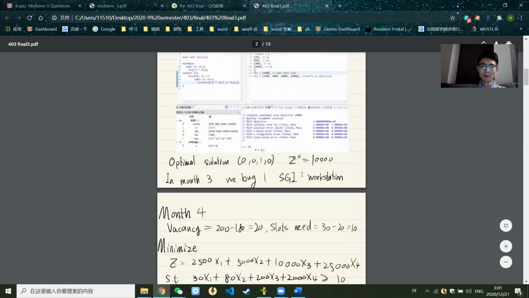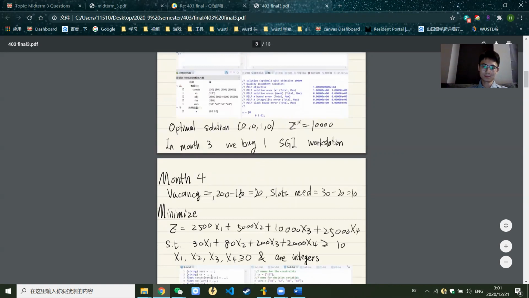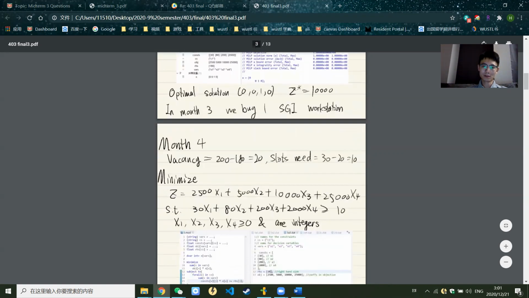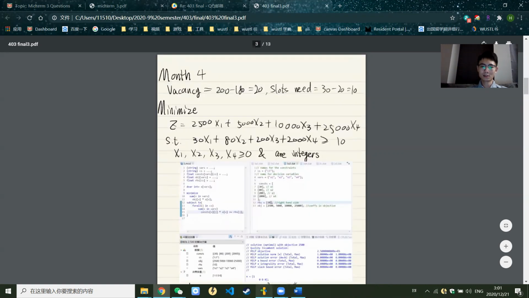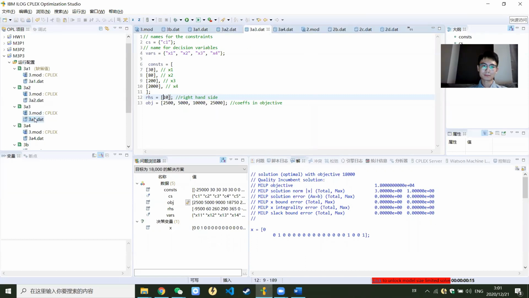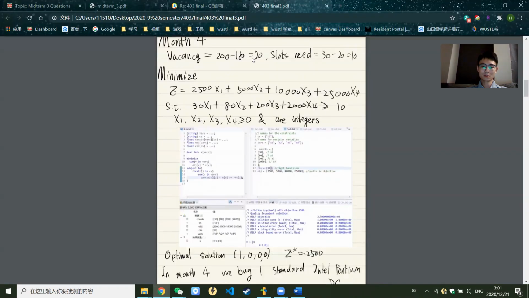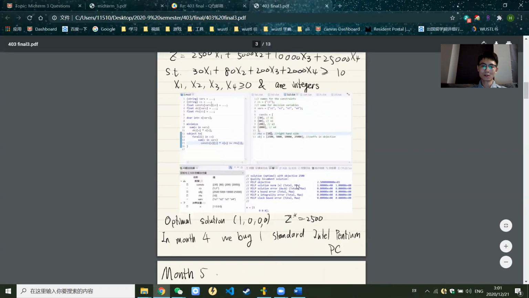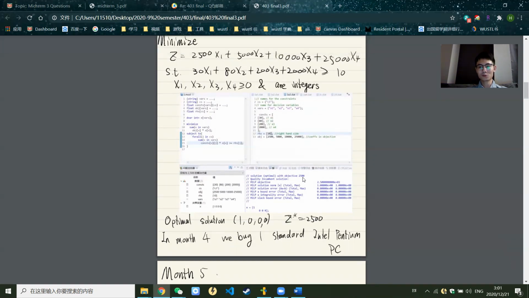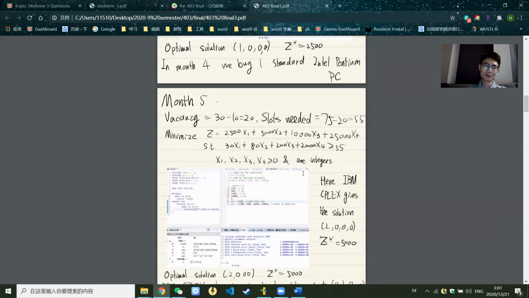So in month 3, we buy one SGI workstation, and then we have the vacancy of 20, and the slots needed was originally 30, so it's 10 now. So here are the constraints. Implement, and then we only change the right hand side here. So here are the answers. We buy one standard Intel Pentium PC in month 4.